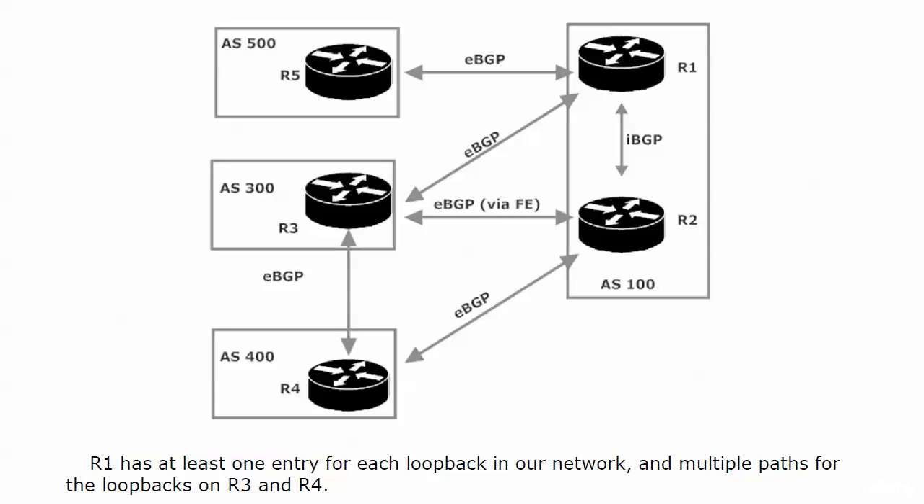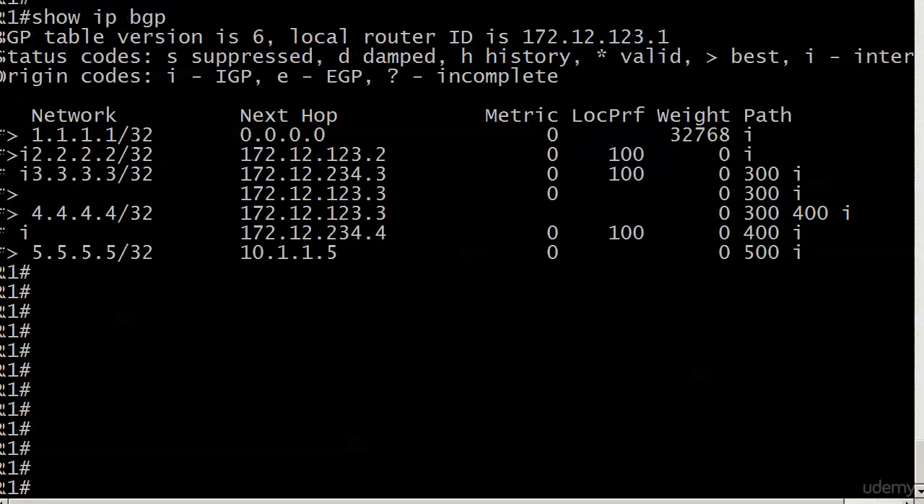And to get to router 4's loopback, router 1 could either go straight through 3, or it could go down to 2 and then down to 4. So it sounds like we've got some path decisions to make. And let's go ahead and bring up the live equipment. And what are we looking for next to the routes? We're looking for valid and best.